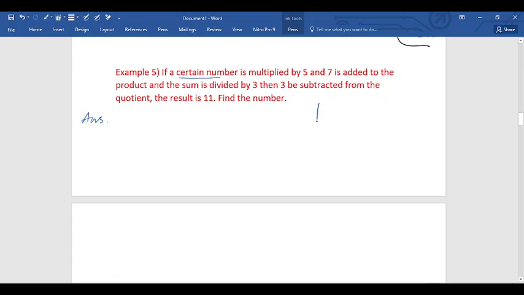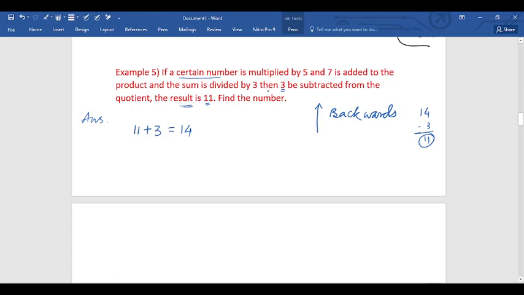Now we will go backwards to get the actual answer. We will start from here. Now actually the result is 11. 3 be subtracted from the quotient and the result is 11. They said that 3 is subtracted from a number and that number became 11. That means what was the number? The number was 14. Only from 14 if you subtract 3 you will get 11, isn't it? So 11 plus 3, that is 14 we got.